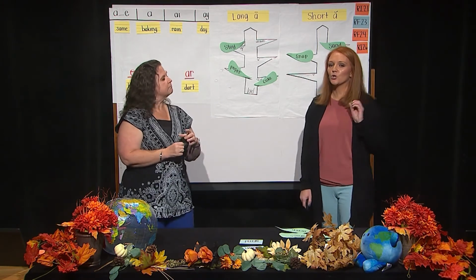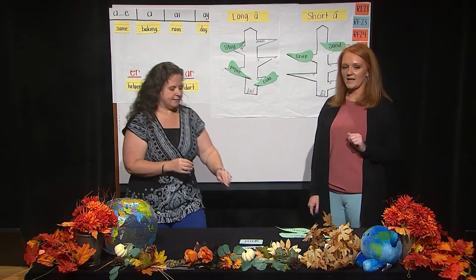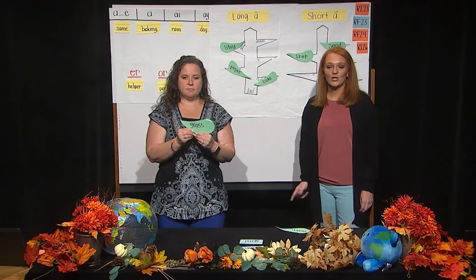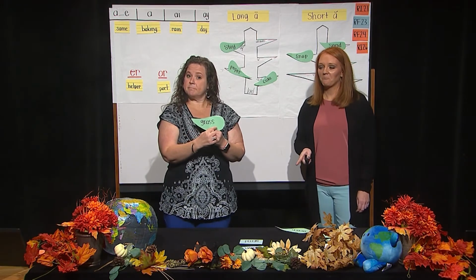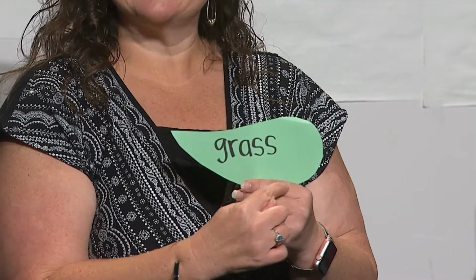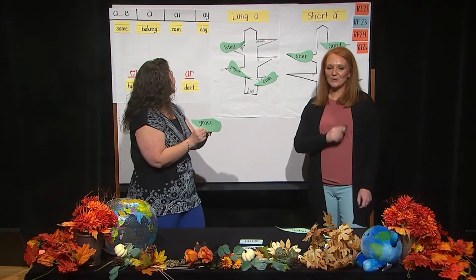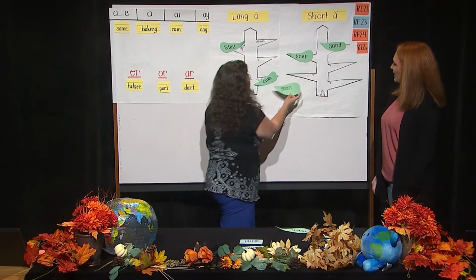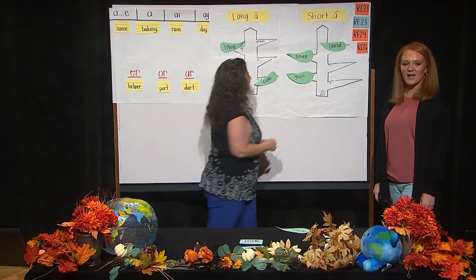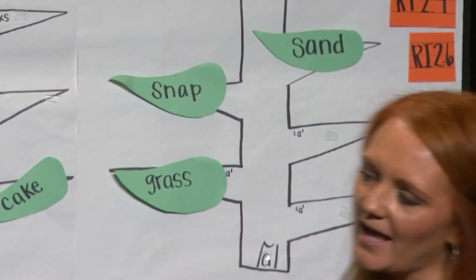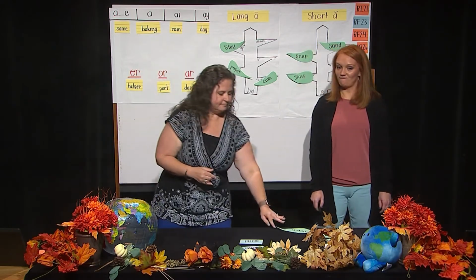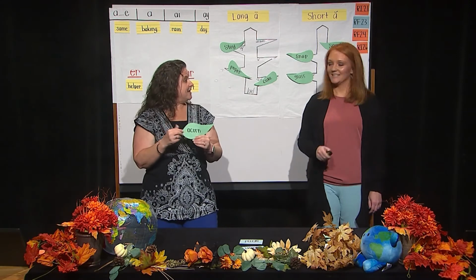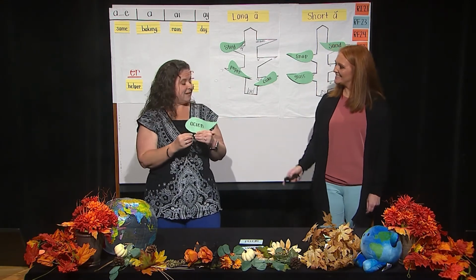Listen to the word grass. Grass. Long or short? Yes, it is short. You're rocking that. Short vowel sound. Let's get it on our short vowel tree. Grass. How about the word acorn? Acorn. Like a seed. An acorn is a seed for a tree.